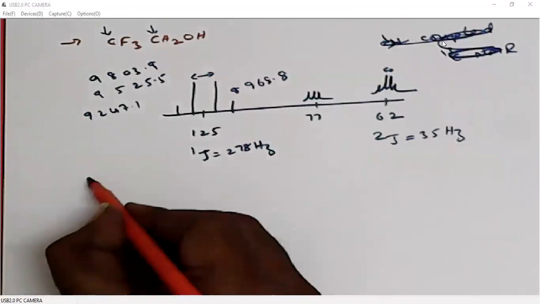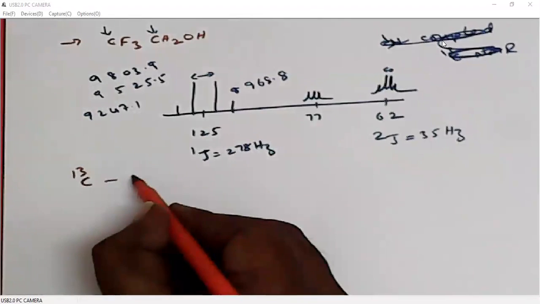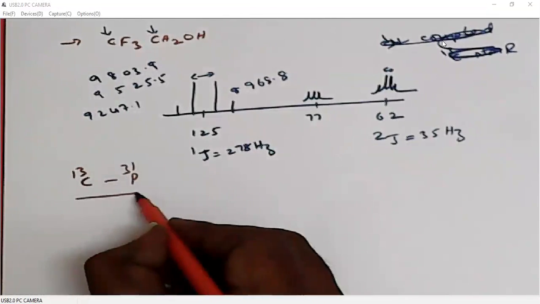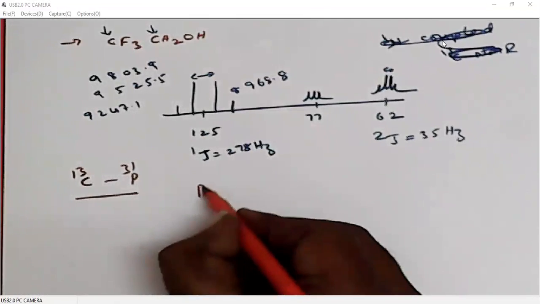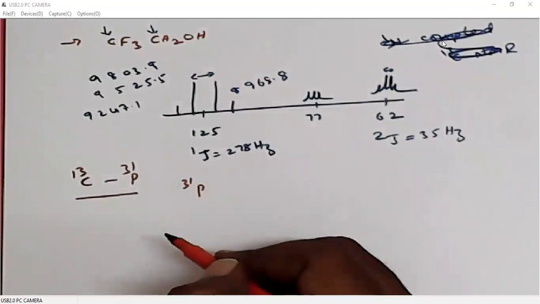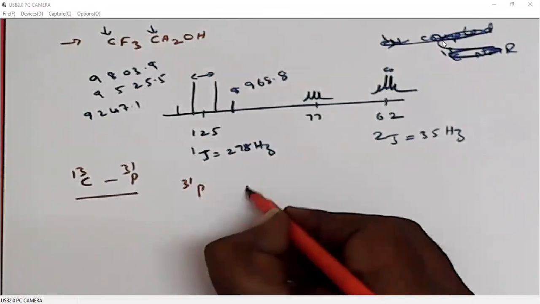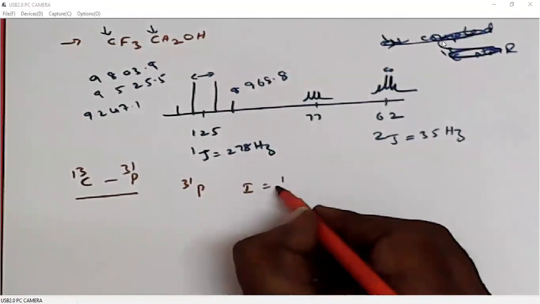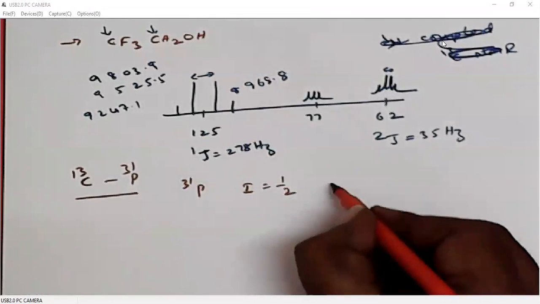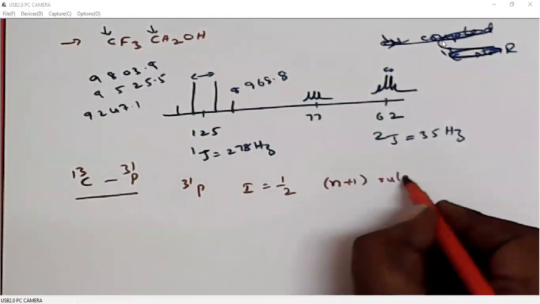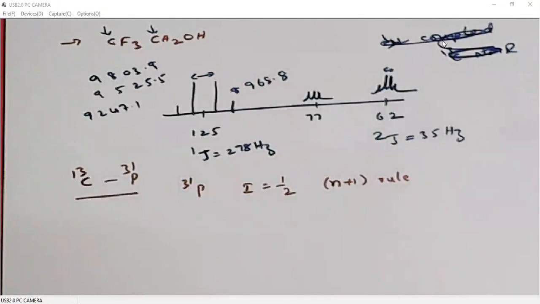Similarly, we also observe carbon-phosphorus coupling. Phosphorus with its mass number 31 has a nuclear spin quantum number of half. So we can use the n+1 rule to predict the multiplicity of carbon signals.